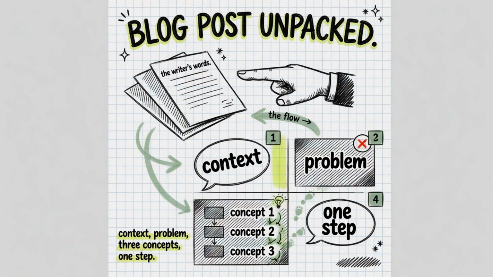Context, problem, 3 concepts with examples each. The objection the writer answers in their own voice. And 1 step you can take tomorrow morning before the inbox fills up. Sit with it. The framework is the scaffolding. The post is the story.